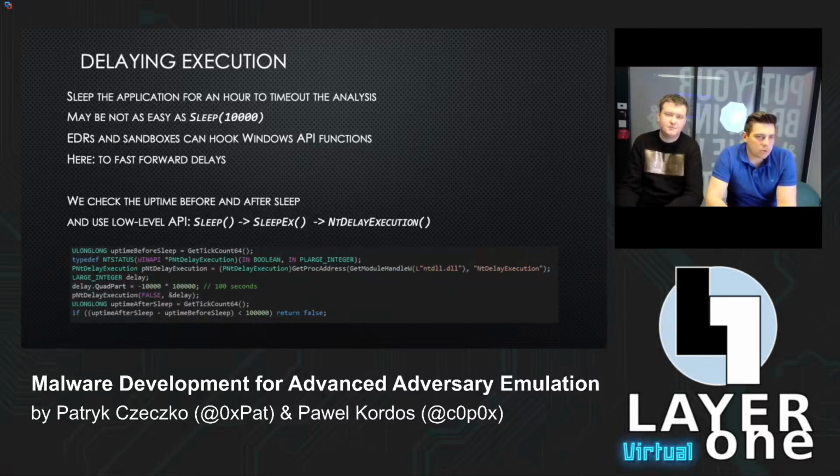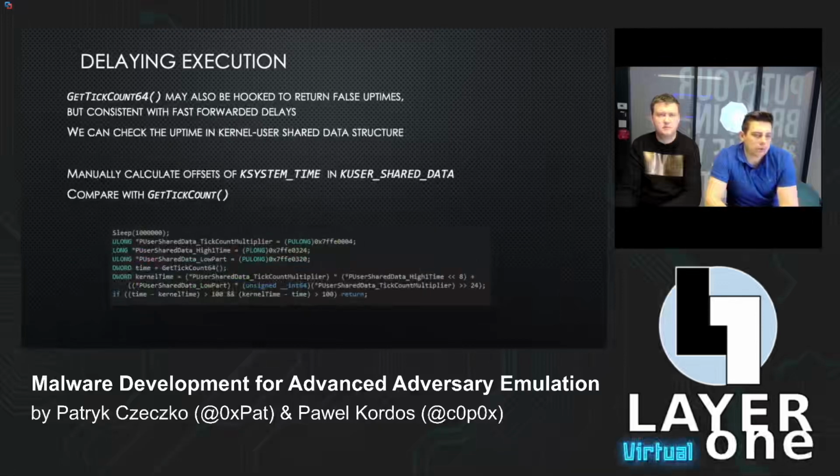So what we can do is first of all use the lowest-level API, which is NtDelayExecution, because the Sleep function eventually calls NtDelayExecution from NTDLL. We could sleep, for example, for 100 seconds and then measure the time elapsed, before and after, and see if actually 100 seconds or so have passed. If not, that probably means that the environment is monitored and hooked by some sandbox, and the sleep was fast forwarded.